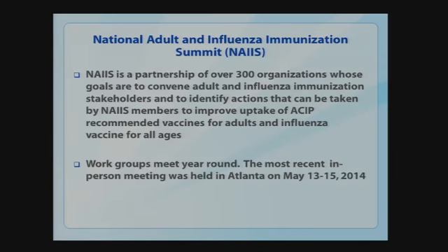I'm just going to present a little bit about some of the key activities that are going on with this work group to address lagging coverage in adults. I want to highlight one of our primary activities, which is the National Adult Influenza Immunization Summit. This summit is a partnership of 300 organizations whose goals are to convene adult influenza immunization key stakeholders, but not just to convene as a group, but to actually leave that summit with actions that can be taken by the members to improve the uptake of our ACIP adult recommended vaccines and improve uptake of influenza vaccine among all ages.